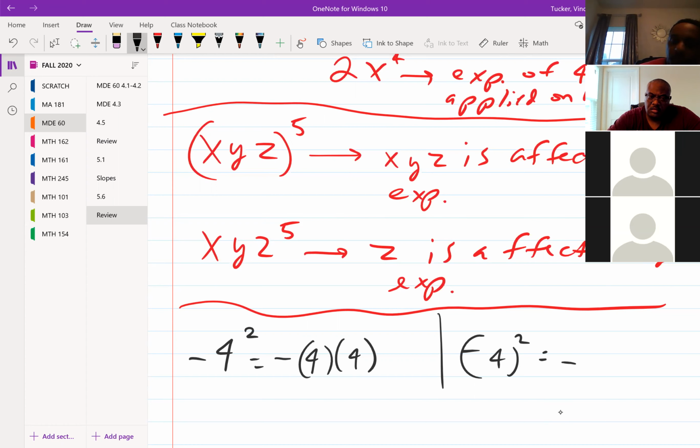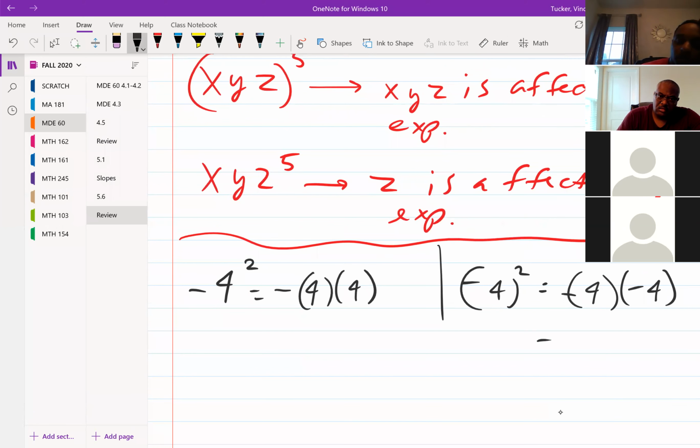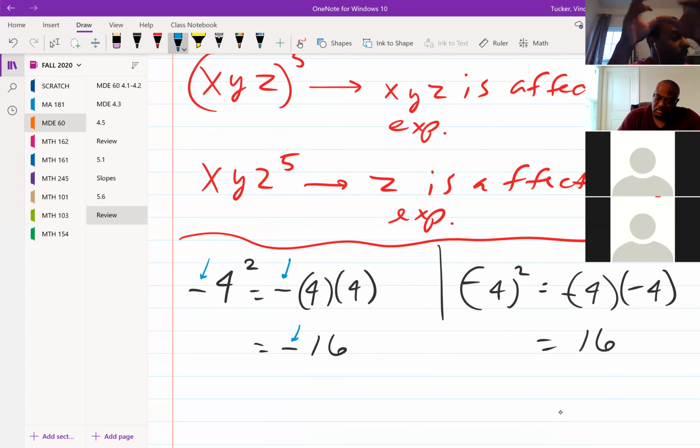And the next one, because of the parentheses, -4 is being squared. So that's -4 times -4, which is +16. If we go back to the previous one, we have -4 times 4. That negative still sitting on the outside, so that's -16. So that negative is never affected by the square because those parentheses weren't used to incorporate the negative as a part of the exponent application.